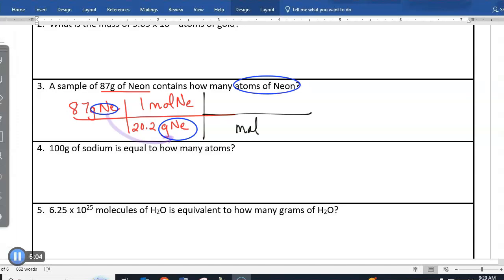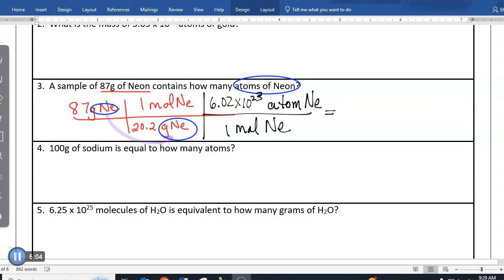So mole of neon will go to the bottom. 1 mole is how many atoms? So atoms is on top. We want that on top because that's the last thing that we're looking for. So 1 mole is 6.02 times 10 to the 23rd atoms of neon. Okay, that's number 3.